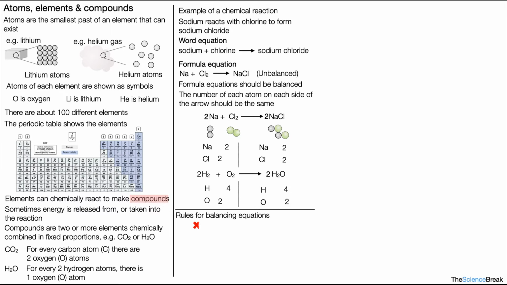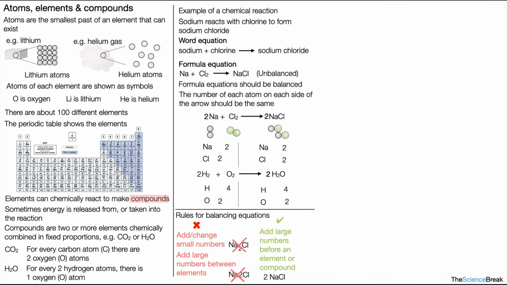Rules for balancing equations. What we are not allowed to do is add or change the small numbers, so we can't do something like this, move the small 2 to another place. That's not allowed. And we can't add large numbers between the elements. For example, we can't squeeze in a big number 2 in between sodium and chlorine. What we are allowed to do is to add large numbers before an element or a compound like this. If you want more practice for this, you can look up my individual video on the channel on the science break, where I go into this in a little bit more detail.